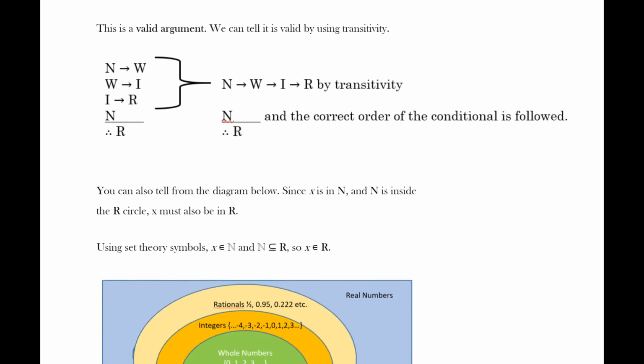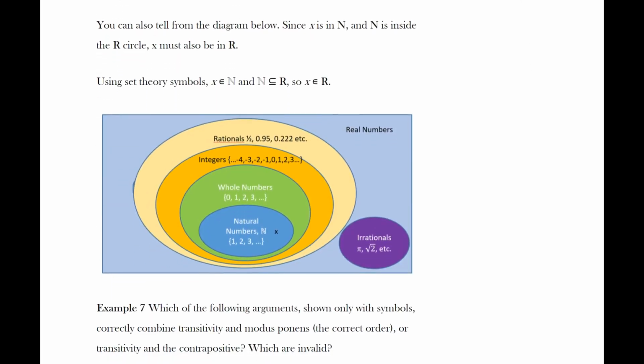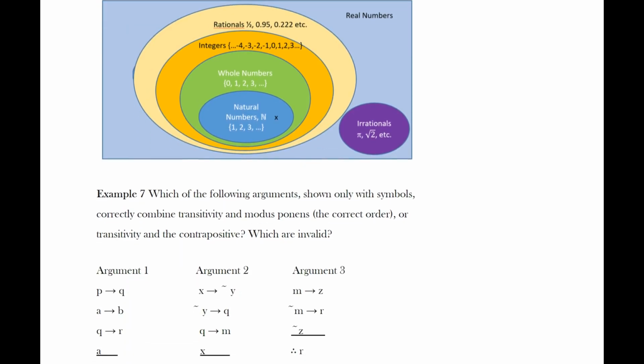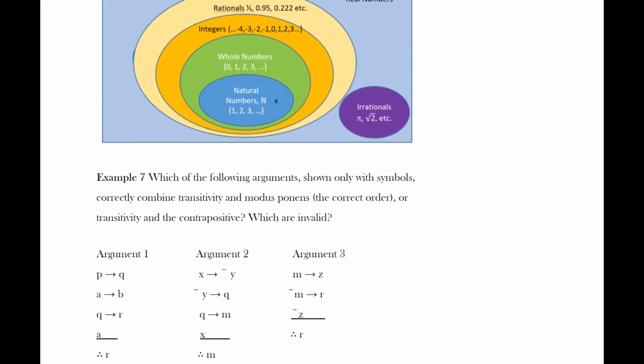All right, let's look at another one of these. Oh, and also you can tell from the picture, just as a reminder, that here's X. It's a natural number, then it's got to also be inside rationals because all of these are inside this larger circle that's around them. All right, so example 7. Let's take a look at 3 different arguments and see if we can tell which of them is valid and which is not. So let's look at argument 1.